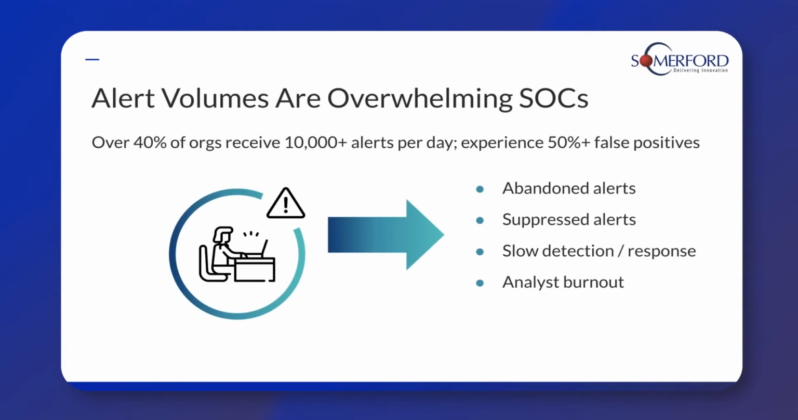So alert volumes are overwhelming SOCs. There are so many different alerts hitting the security operations center, many of them being abandoned or suppressed, which leads to slow detection and response and analyst burnout. And we know that if we can rotate through use case incidents more rapidly, we'll be able to get through more events and become more secure.